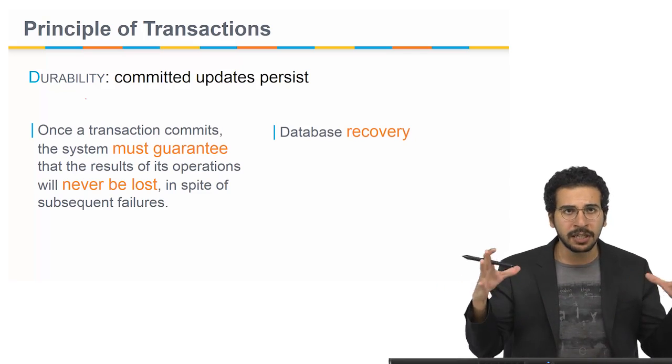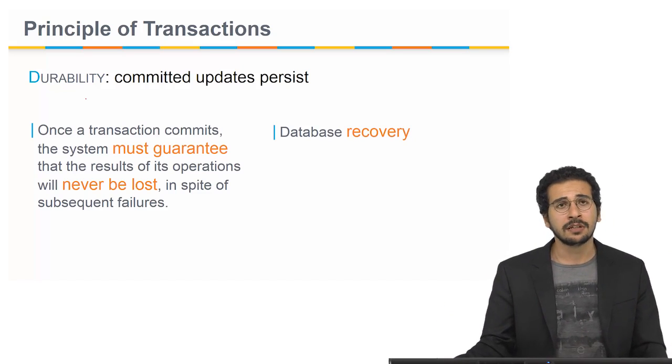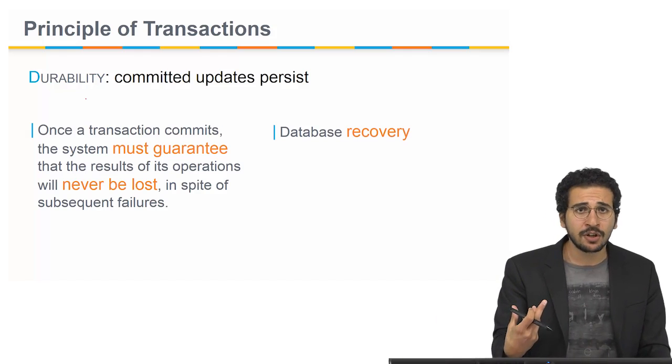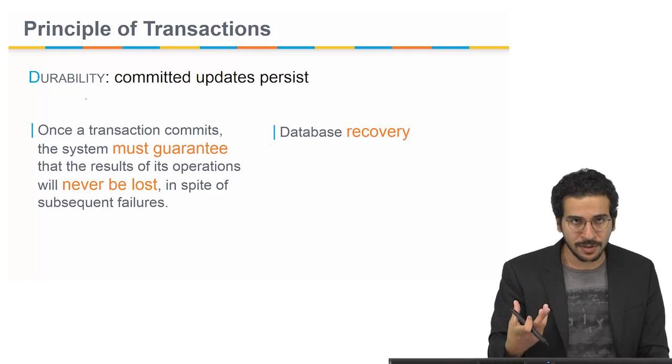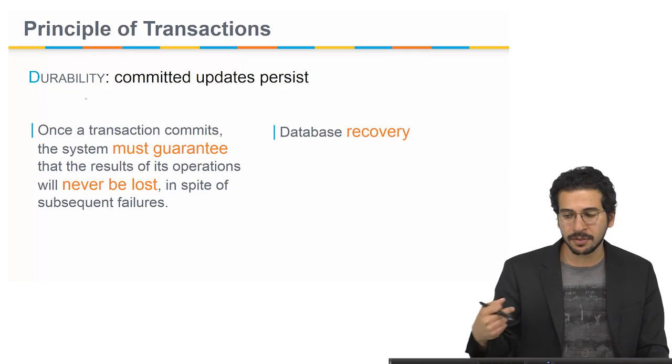And in response to all these ACID properties we talked about, the database system has some techniques and algorithms to ensure these properties of transaction processing and concurrency control in the database engine.